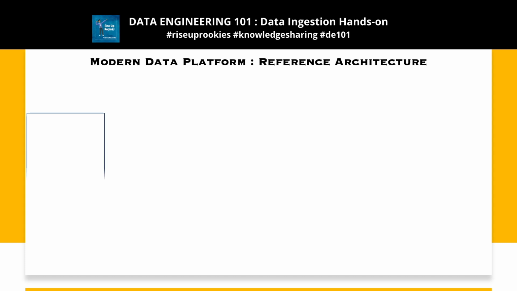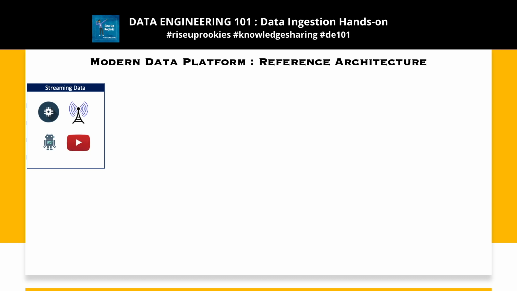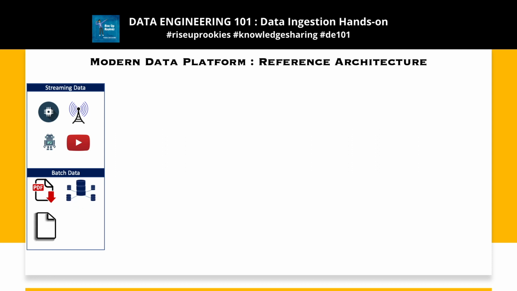So this is a simplified view of the modern data platform. So we start with the streaming data. You know what is the streaming data? Continuous data which is coming from the source. So here I have listed a few, like the machine data, the telecom data, and app data, and then the batch data. Batch data is nothing but it runs on a scheduled frequency. So I have kept some PDF files, a data warehouse, flat files, and transactional database.